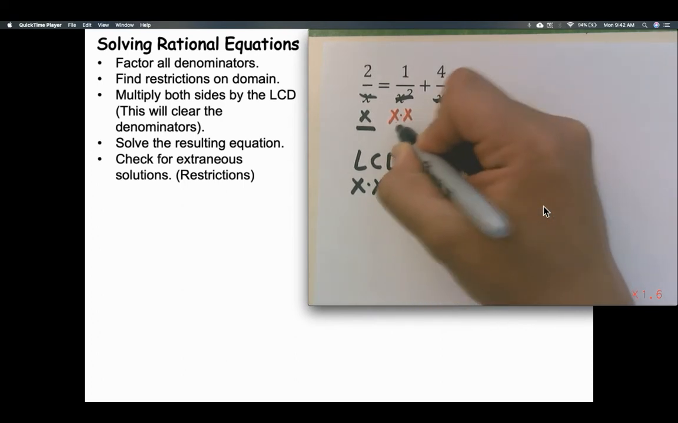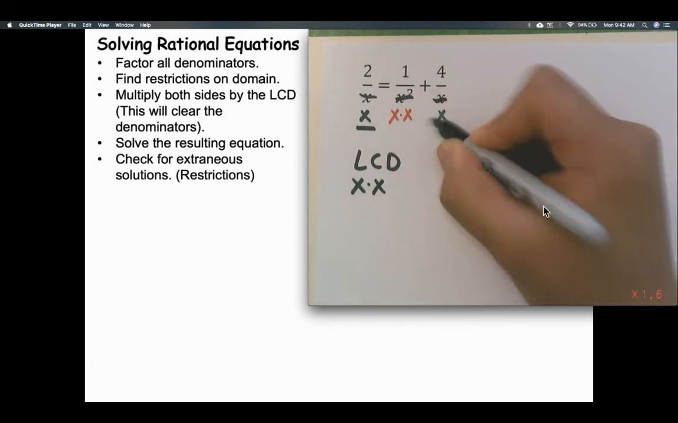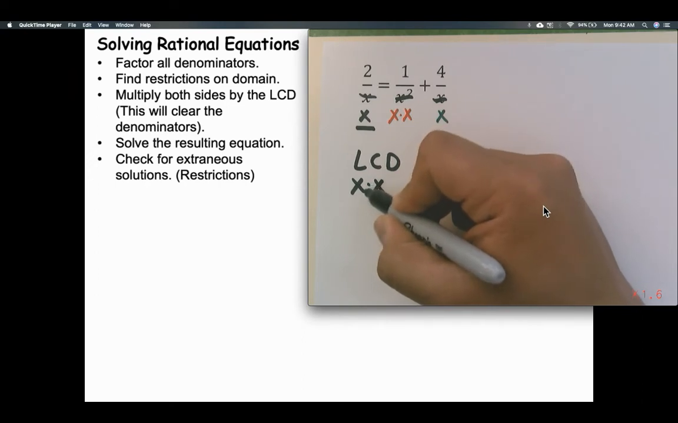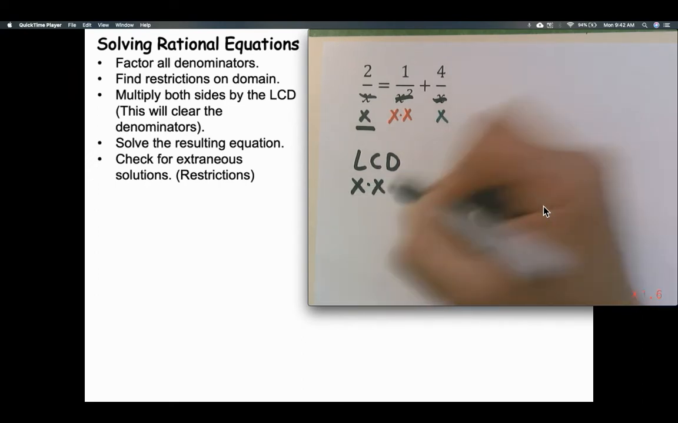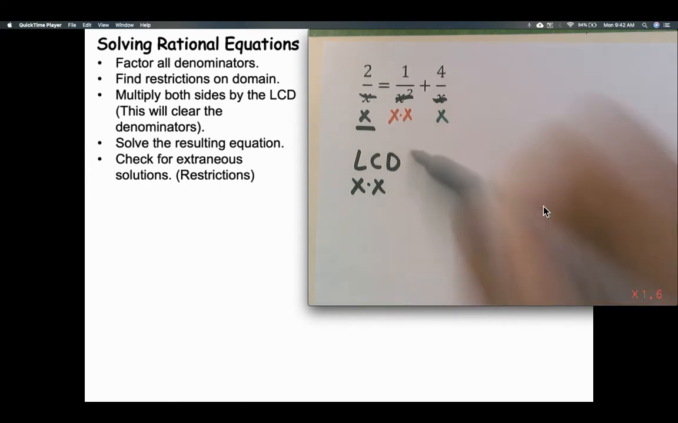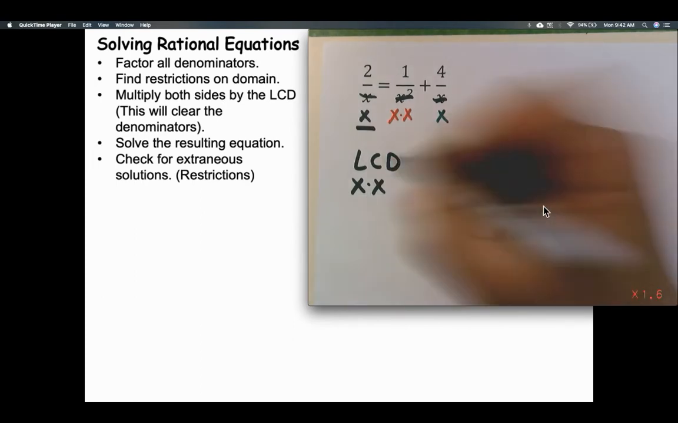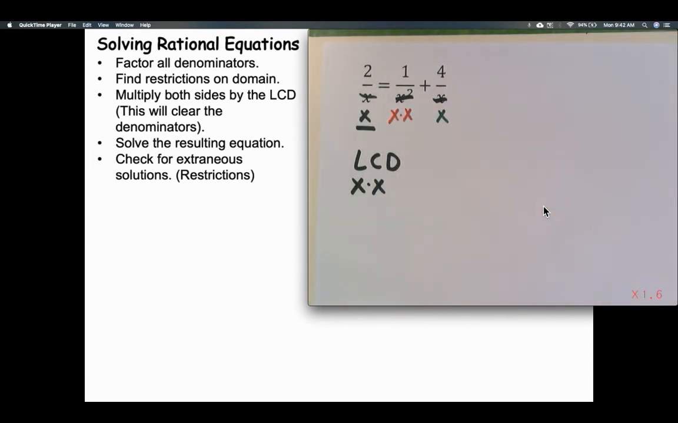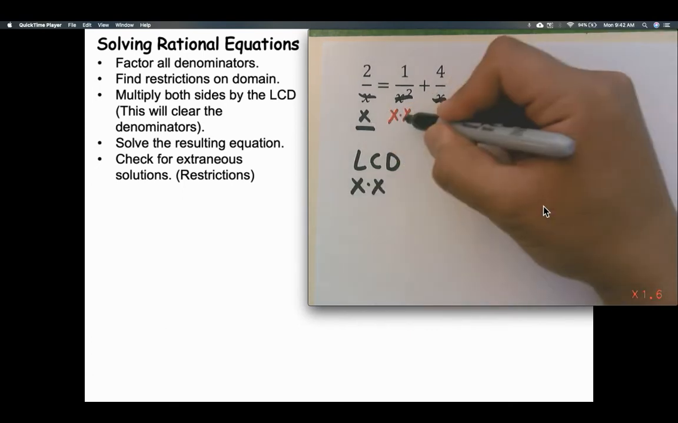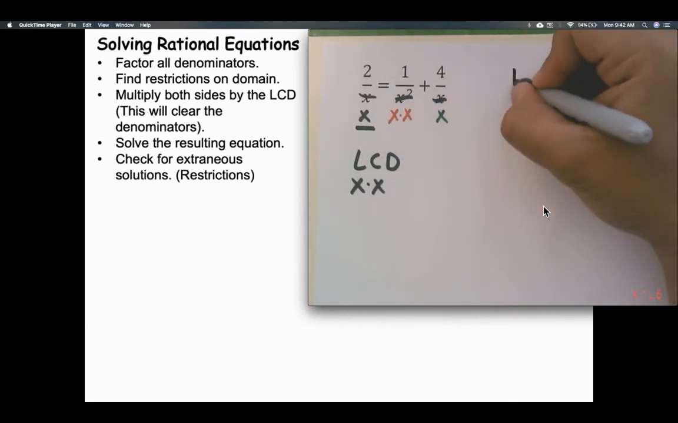Okay. And then here I only have one x, but I already have an abundance of x's. Now if there's three x's, I'd have to do an extra x because they'd have to pull an extra one. So my LCD is just x and x. All right. So now we're going to find our restrictions. So if I look at all three of these, I can see my restriction.